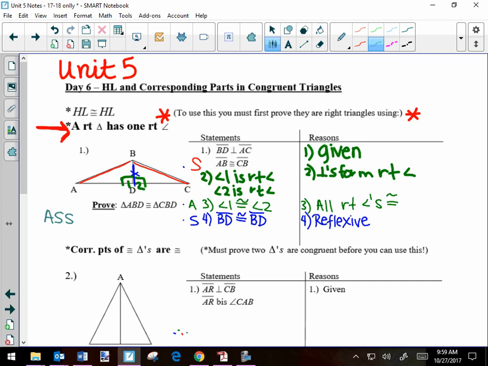So what we talked about a couple days ago, last week, was whenever it's angle, side, side, if we know that that's not a legitimate reason, we ask ourselves the question, is there a right triangle in the picture? Actually, 2 of them. And in our picture, we know that both of those triangles are right triangles because they have right angles in them. And if it is a right triangle, then we say, do we have a hypotenuse congruent to a hypotenuse?